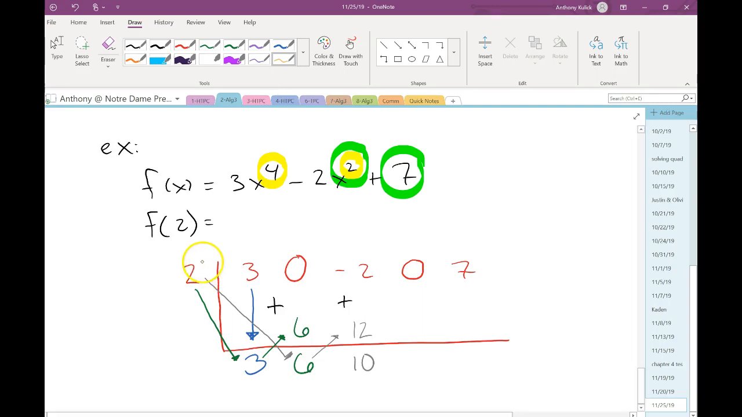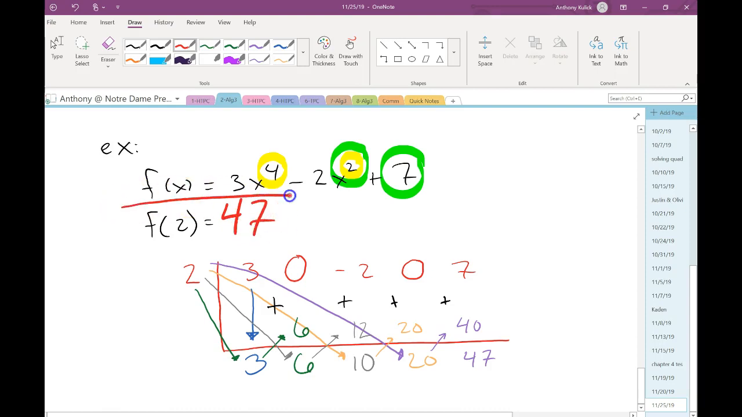And we'll just keep going, right? We have 2 more spots to fill, so we'll just keep on going. So 2 times 10 is 20. And then we'll add down. And then last step, 2 times 20 is 40. And then we add down to get 47. So our answer would be 47.